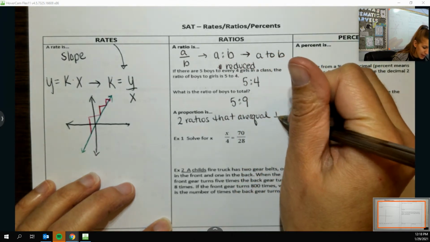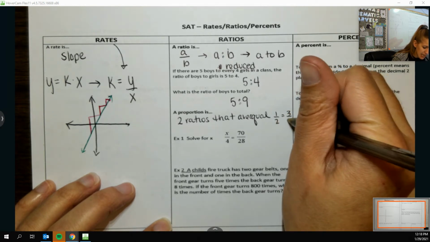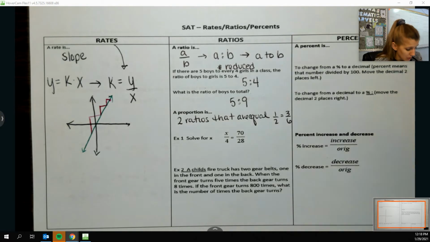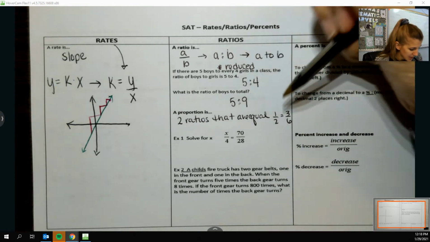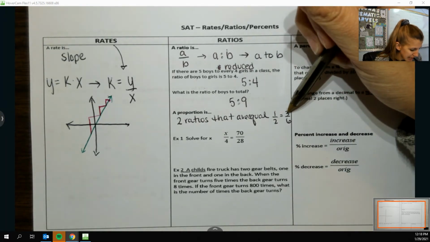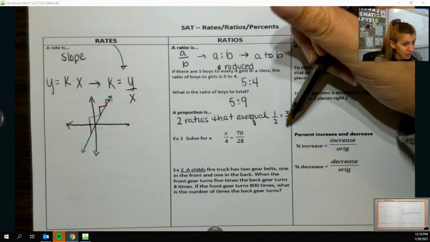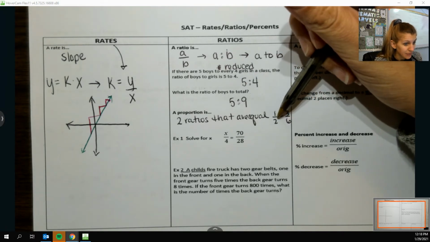So it could be something as simple as a half equals 3/6. Obviously, we can tell because as I go from here to here, I times by 3, and as I go from here to here, I times by 3. Or thinking about it backwards, I divided by 3, I divided by 3.